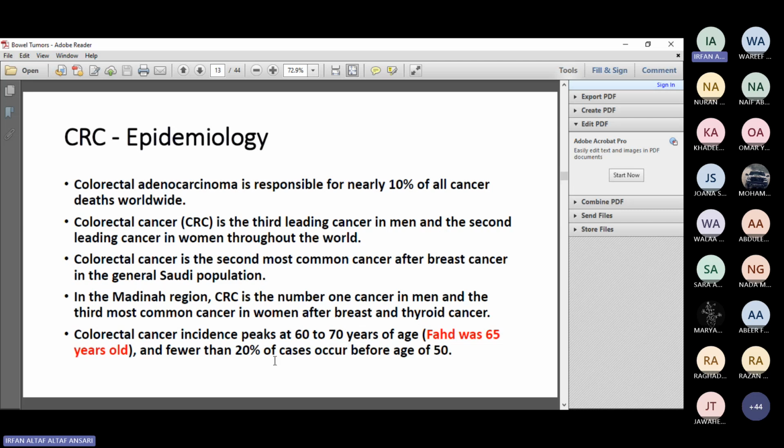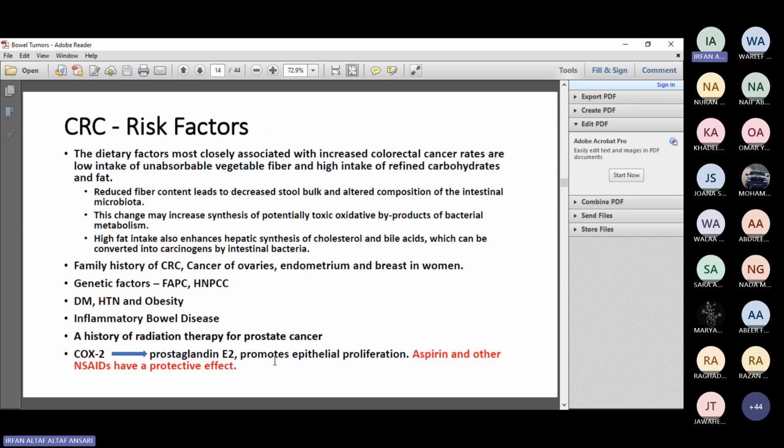And the age is 60 to 70 years. Our patient Fahad also was 65 years old. Usually when it is sporadic, less than 20% of the cases are seen before the age of 50. But if it is familial, you can see it as early as the 30s and 40s. Dietary factor is the most closely associated with the increased colorectal cancer rates.